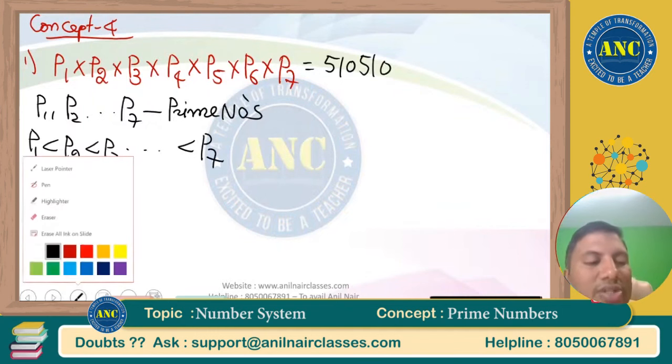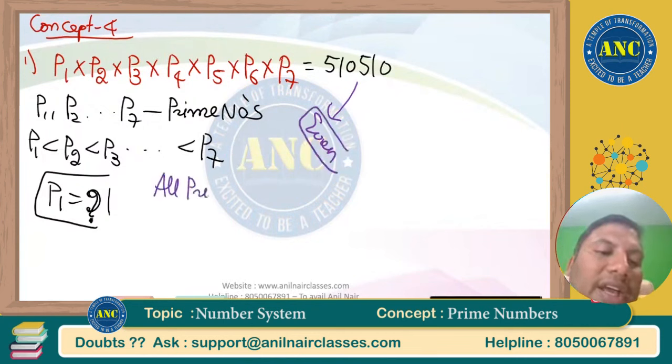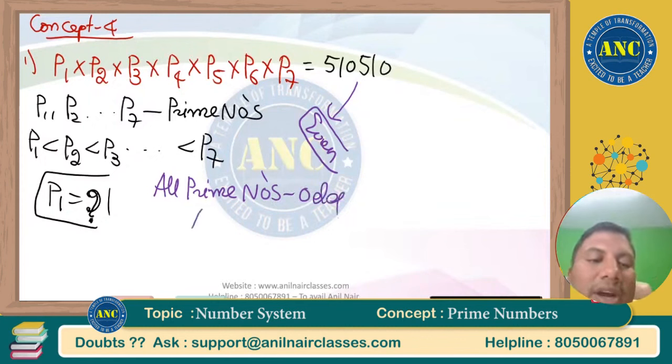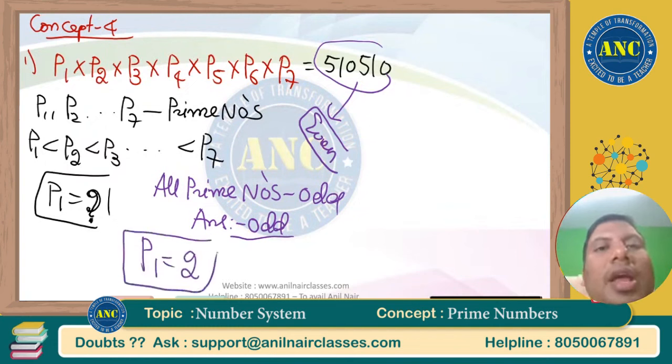Now see here: P1, P2, P3, P4, P5, P6, P7. The product is 510510, an even number. If I take all the prime numbers as odd numbers, odd into odd into odd and so on up to odd, the answer will be odd. But in the question it is given as 510510, which is an even number. All 7 cannot be odd numbers. One number has to be even. So P1 is nothing but 2, because in the set of prime numbers the only even number possibility is 2.